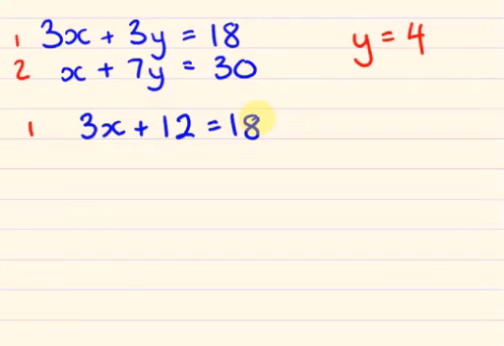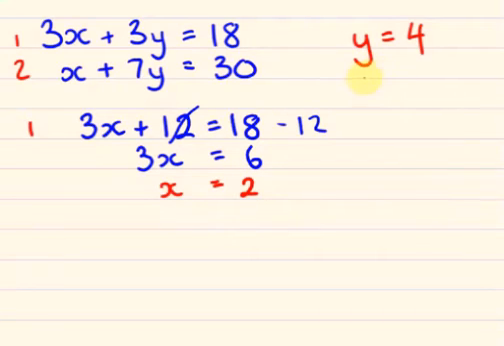Now again, I am assuming a bit of knowledge already with this, but what we can do now is get rid of this 12 by taking it away. We have to take it away from this side as well, so we end up with the equation where 3x, taking 12 off both sides, equals 6. And then what we get is, with 3x equals 6, x equals 2. So y equals 4, x equals 2.